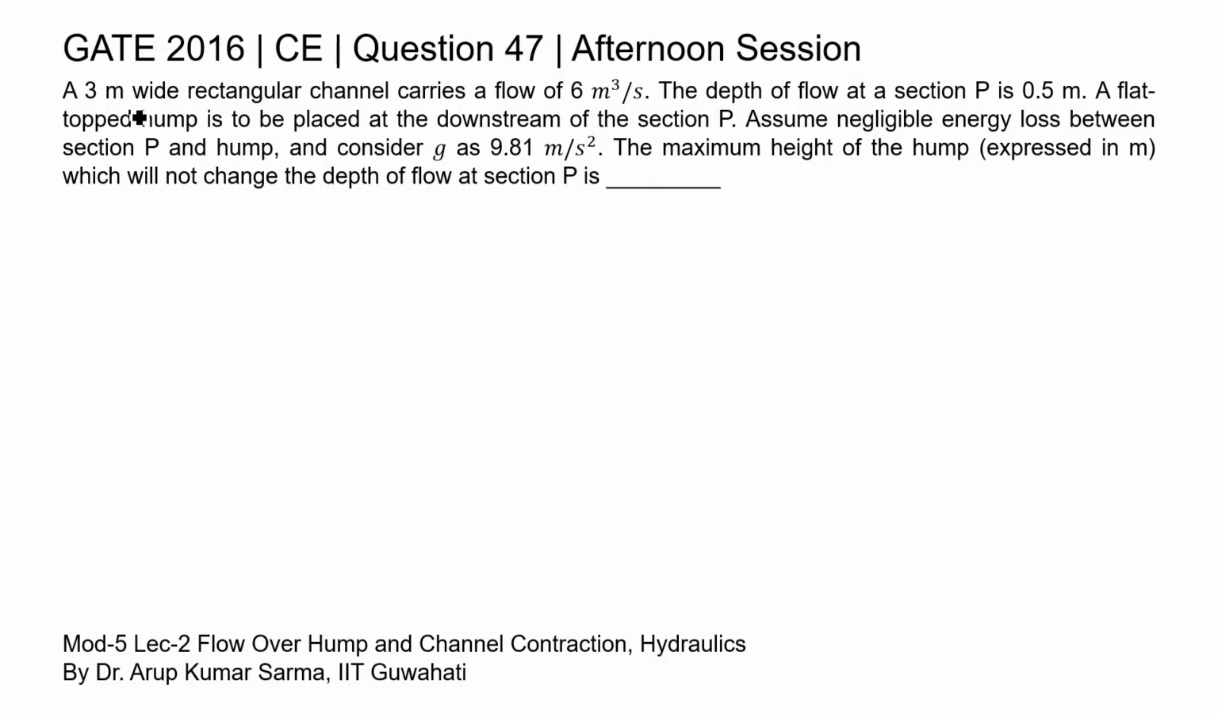So in this question, for a 3 meter wide rectangular channel, the discharge is given, that is flow of that channel is given as 6 meter cube per second, and the depth of flow at a section is given as 0.5 meter. Now, downstream side of this section, a hump is placed, and considering negligible energy loss between this section and the hump, we need to find the maximum height of the hump which will not change the depth of the flow at section P.